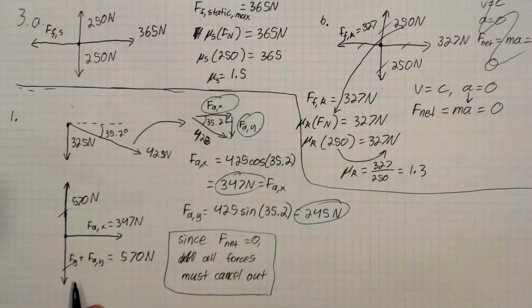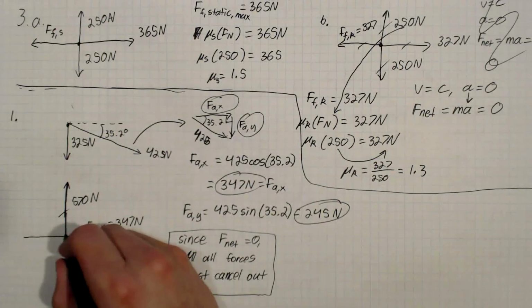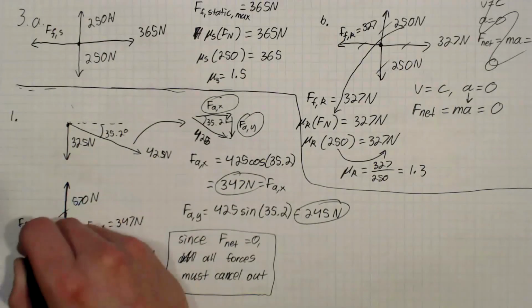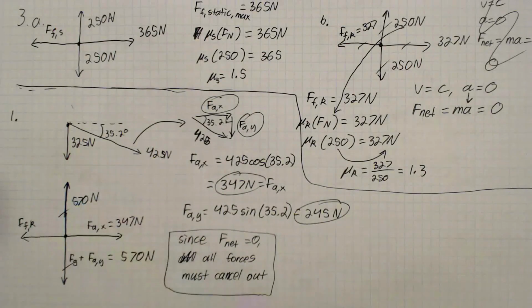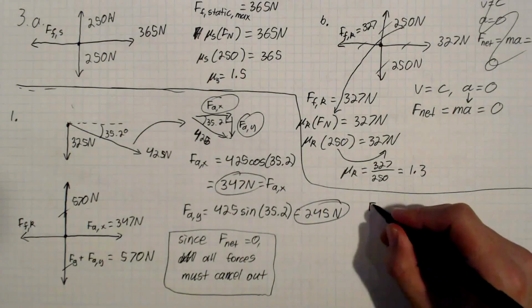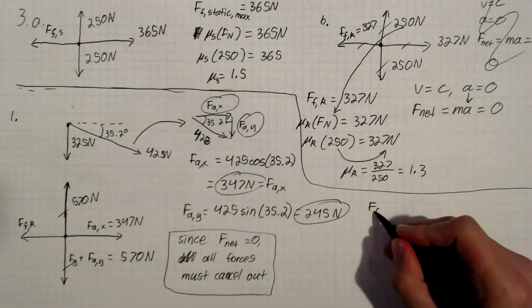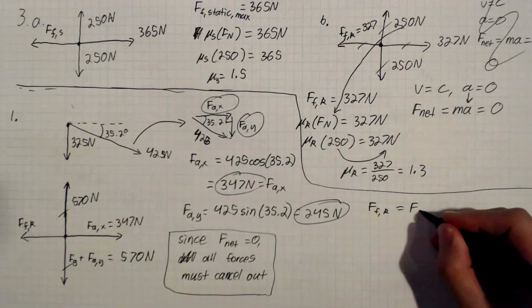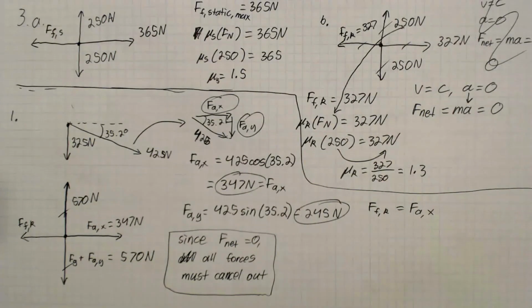So those cancel. But then the frictional component, the force of friction, the force of kinetic friction, has to be equal to the applied force in the x direction. So our force of kinetic friction has to be equal to our applied force in the x direction.